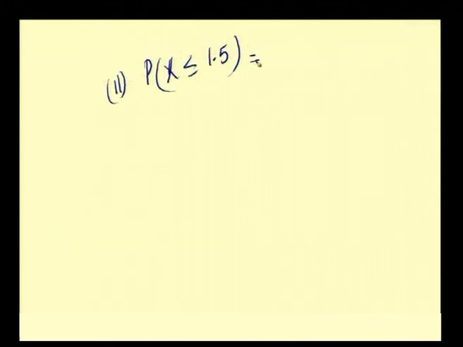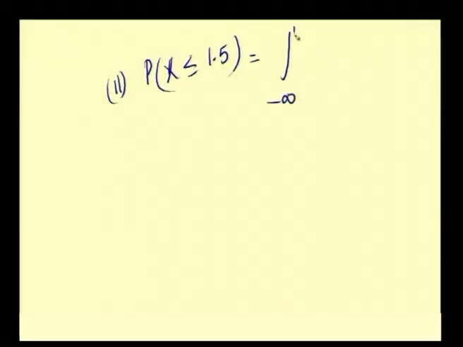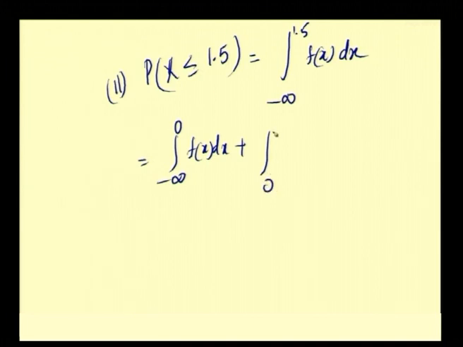So, using the relationship between probability and PDF, minus infinity to 1.5 f of x dx. How will you break this interval minus infinity to 1.5? As minus infinity to 0 f of x dx plus 0 to 1 f of x dx plus 1 to 1.5 f of x dx, because there is a discontinuity at 1. You have to find out this answer.